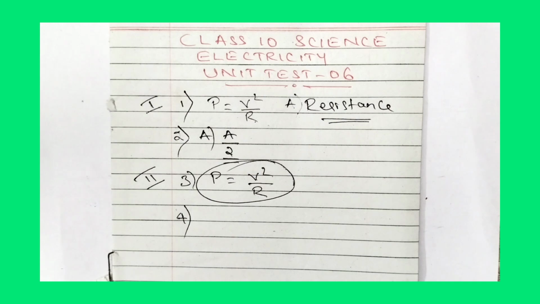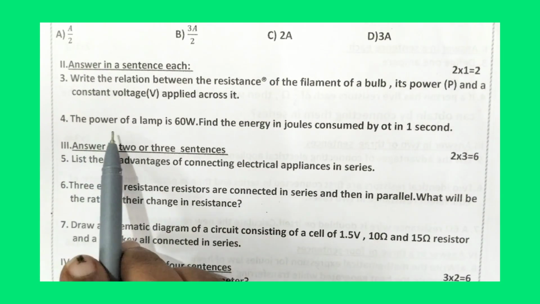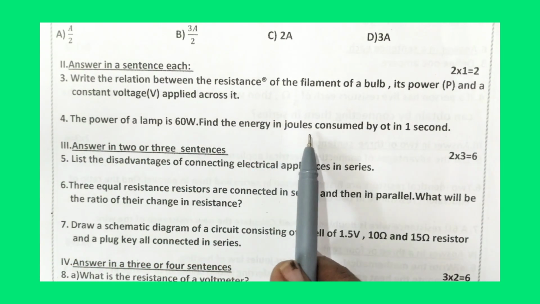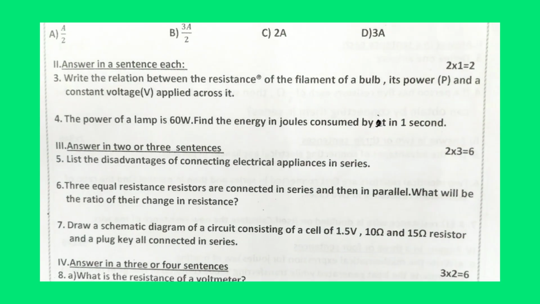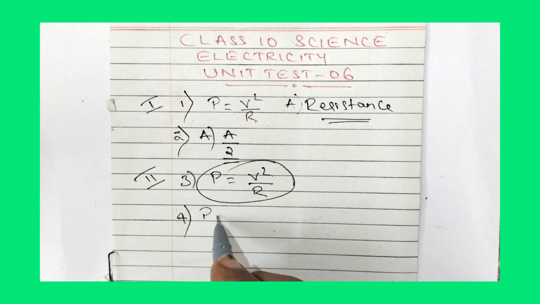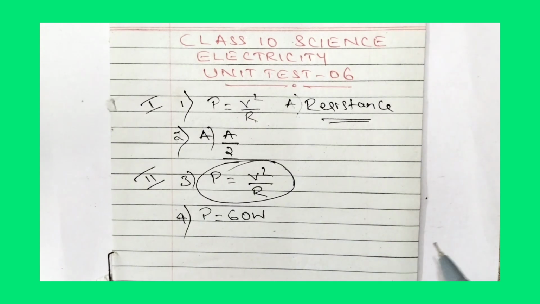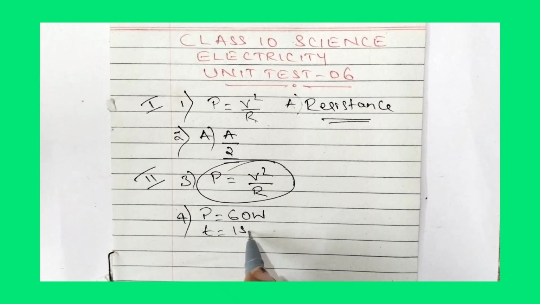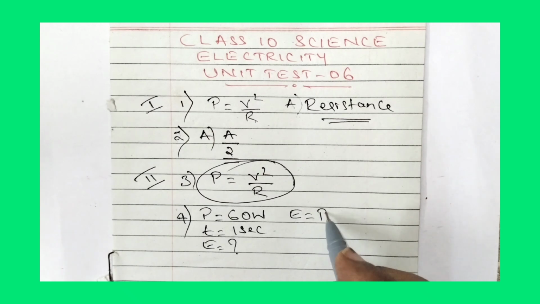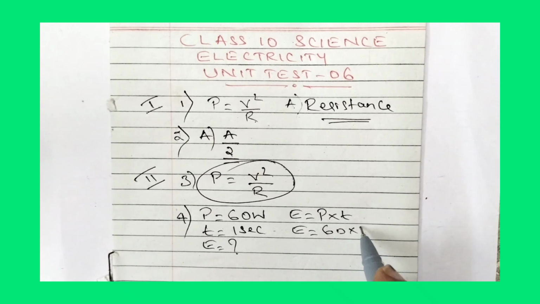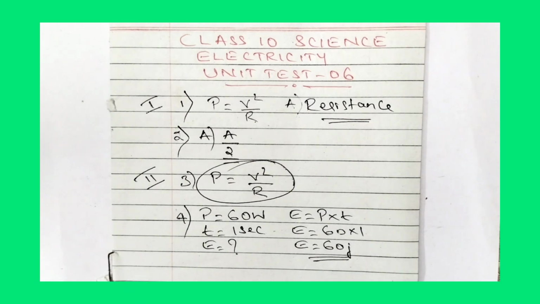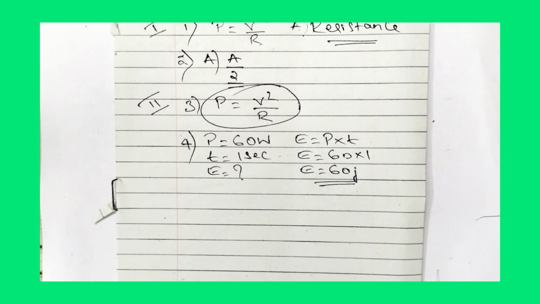Now let us move to question number 4. The power of the lamp is 60 watt. Find the energy in joules consumed by it in 1 second. Power is given, P is equal to 60 watt. Time is given as 1 second. We have to calculate the energy consumed. So E is equal to P into T. Energy is equal to power 60 into time 1. So energy consumed is equal to 60 joules. So E is equal to 60 joules.